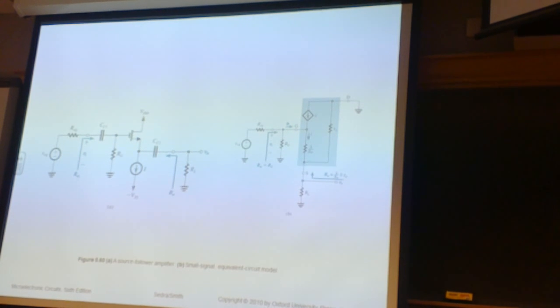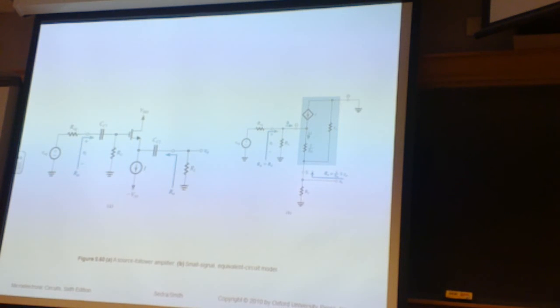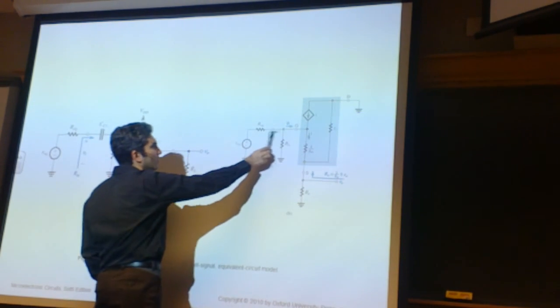What kind of amplifier is this? It is a common drain. Exactly. So the small signal model for the common drain is what you see over there. And the input resistance, looking into this, what input resistance do you see?